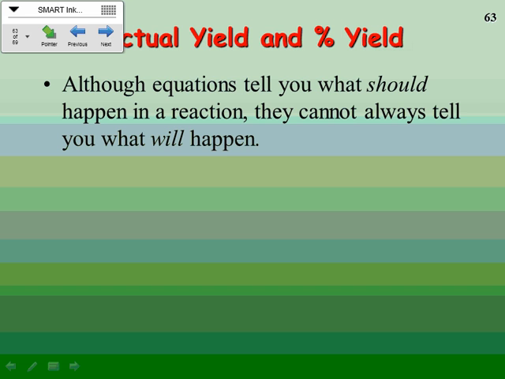Okay, so again, equations are telling you what should happen, but they're not telling you what's actually going to happen. Okay? The actual yield is going to tell you how much you actually get. Actual, that's how much you actually get. Makes sense, right? So theoretical yield is, in theory, on paper, this is how much we should be able to make. The actual yield is, okay, I've just done this in a lab, and these two numbers don't quite match up, right?